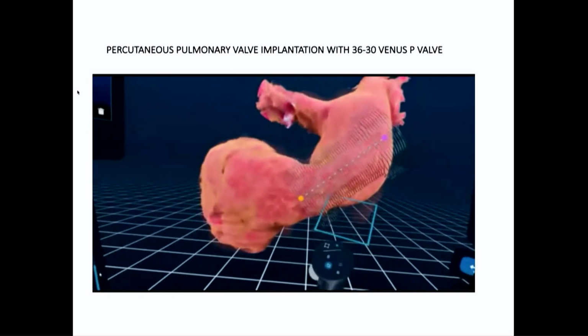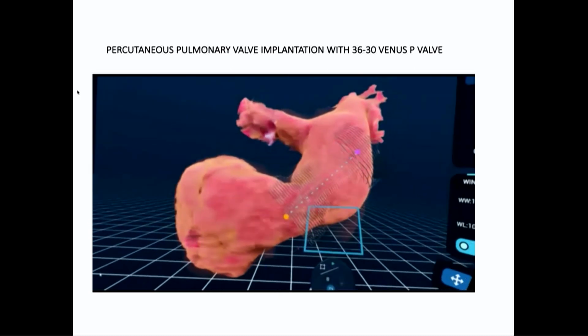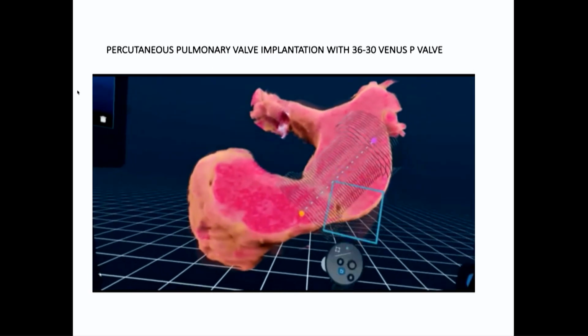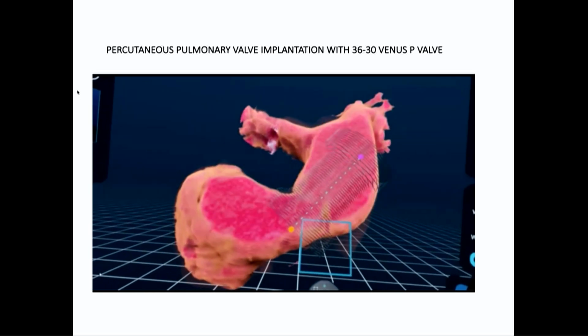Here we are virtually placing a pulmonary valve. We are virtually trying to implant a pulmonary valve, Venus P3630 valve, onto the RVOT, and now we can see this happening in our lab.